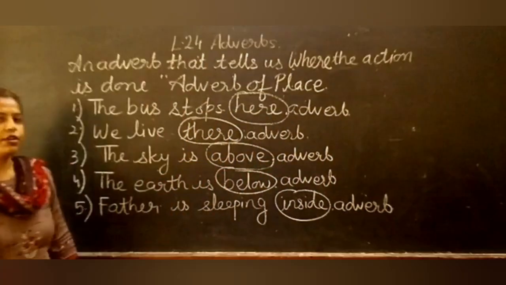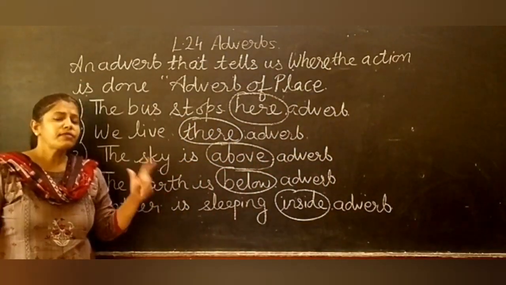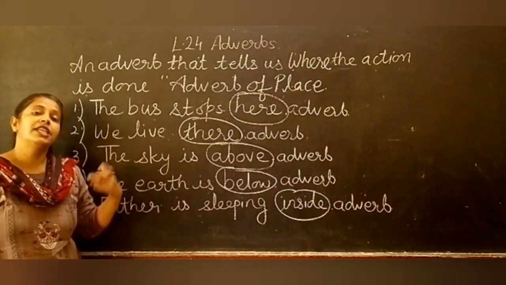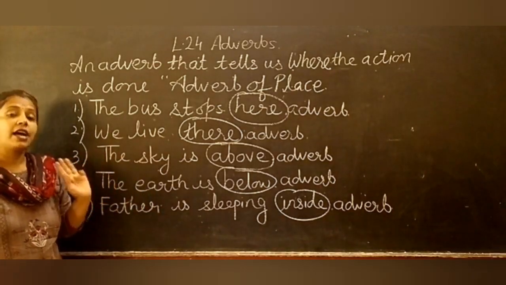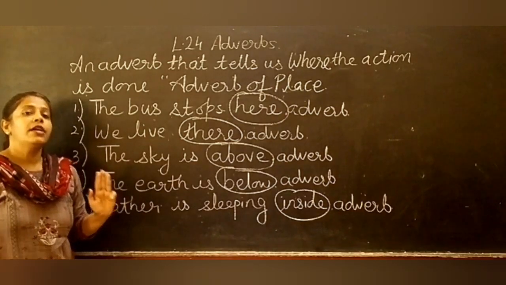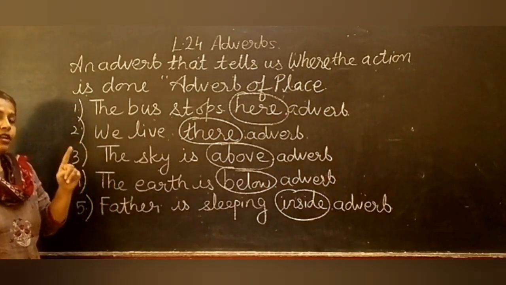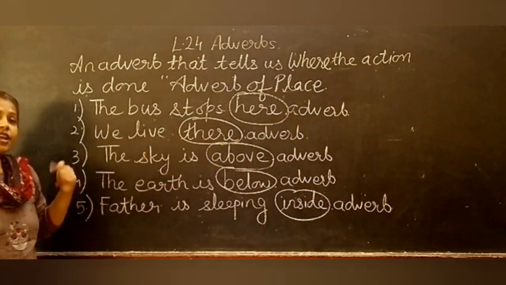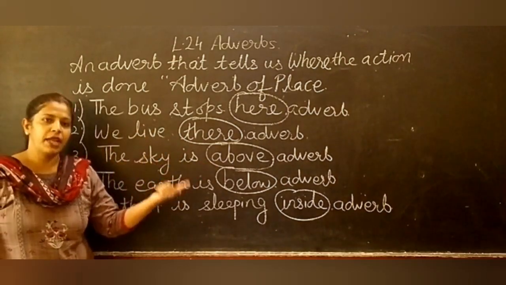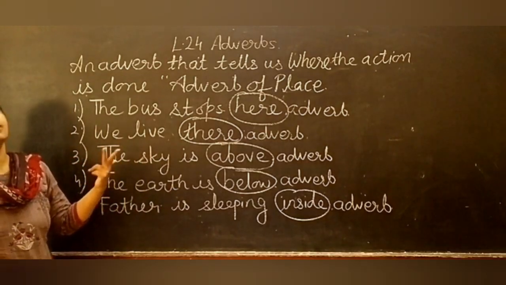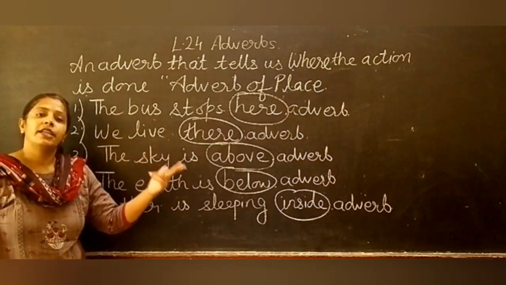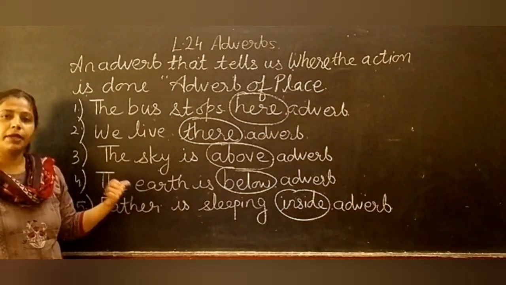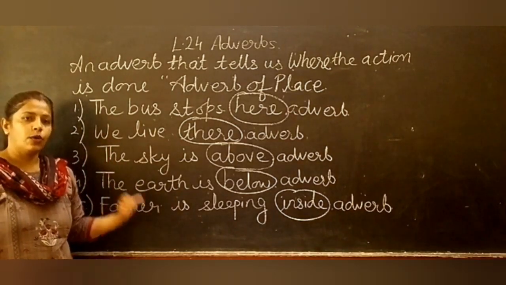So children, in this chapter we saw that adverb tells us more about the verb, about the action words. Now it tells us more about the action words in three ways. One, how the action is done, that is called adverb of manner. Where the action is done is called adverb of place, and when the action is done is called adverb of time. I have taken these examples from your textbooks. You can do the remaining exercise on your own.